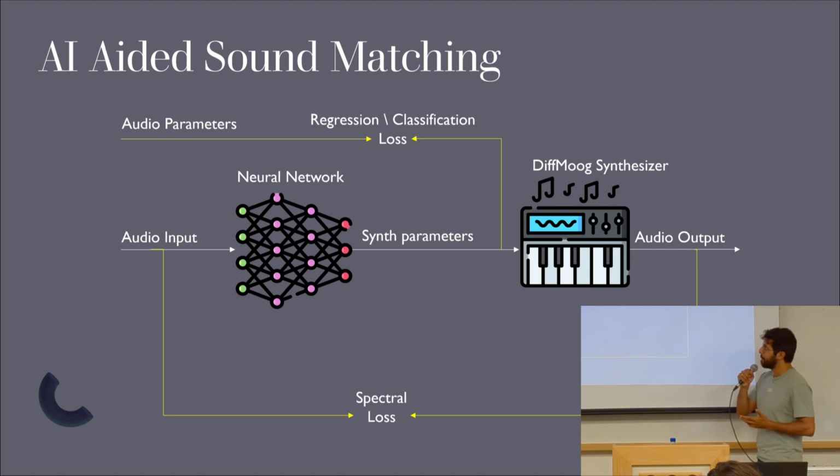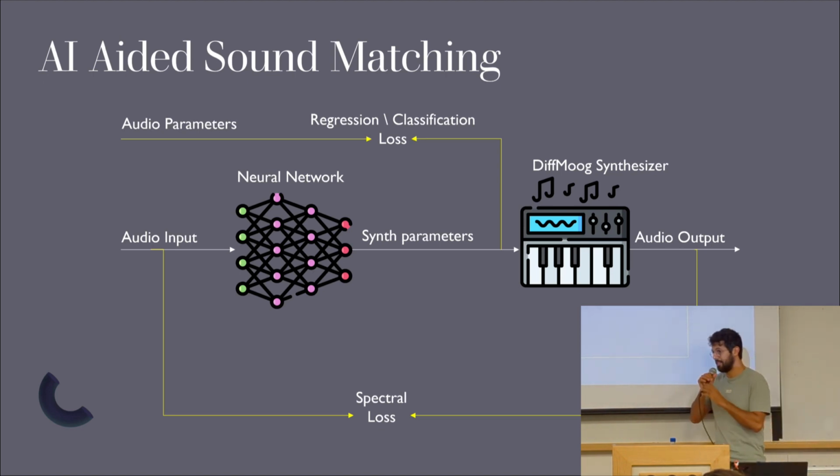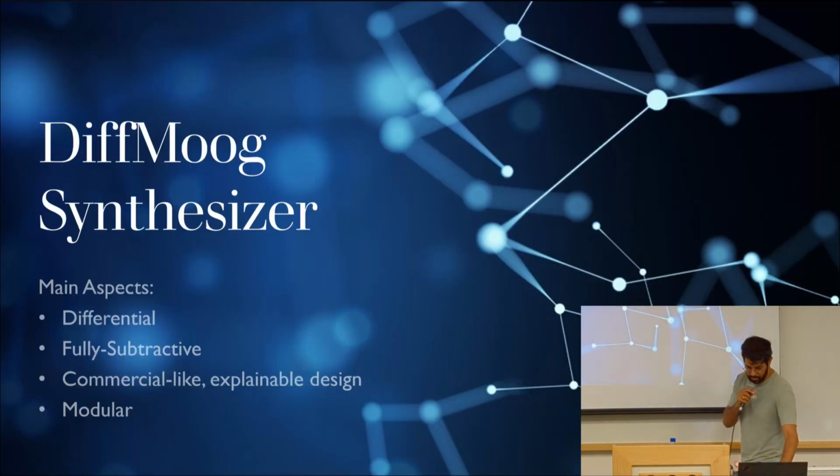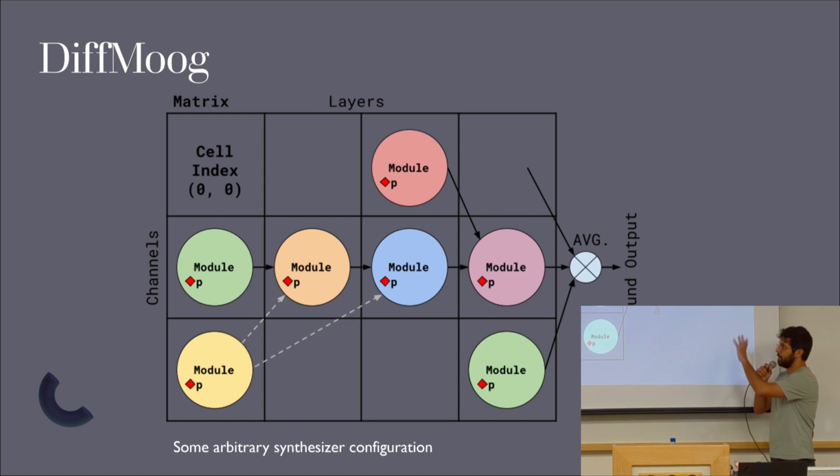But this work needed to make the synthesizer differentiable. So this is what is very important about our synthesizer. It is differentiable, it is fully subtractive, it's commercial-like, the same as the Moog that I just showed you, and it's modular. I mean, by modular, you can embed any module in a kind of substrate of a matrix, and we can route however we want, and we can get many, many chains of sound as we wish.